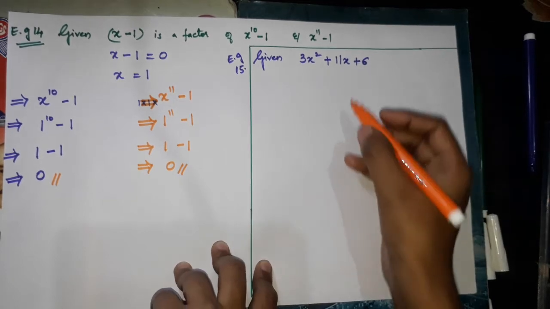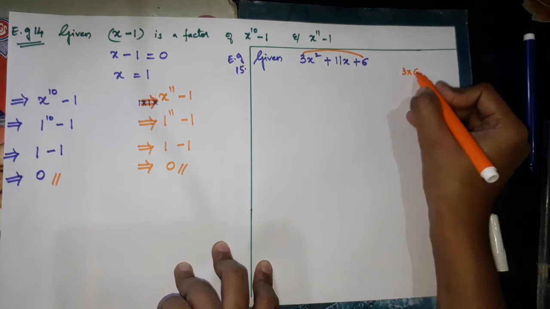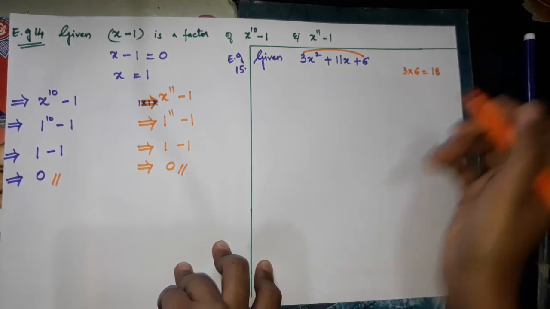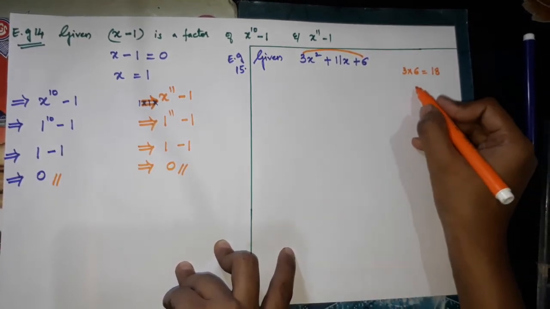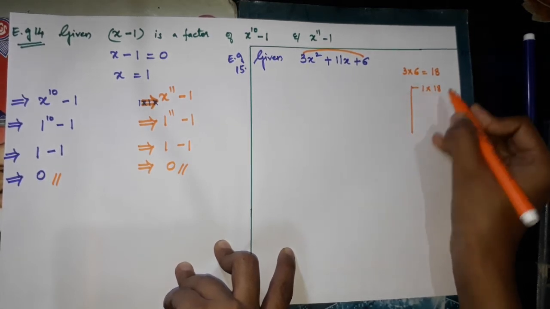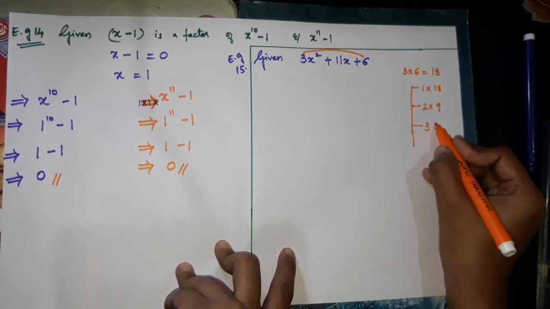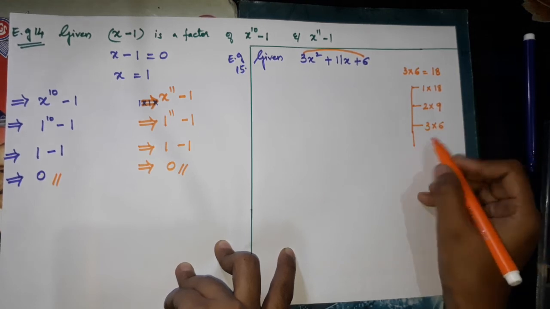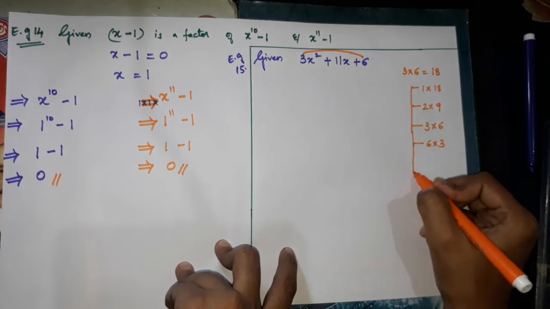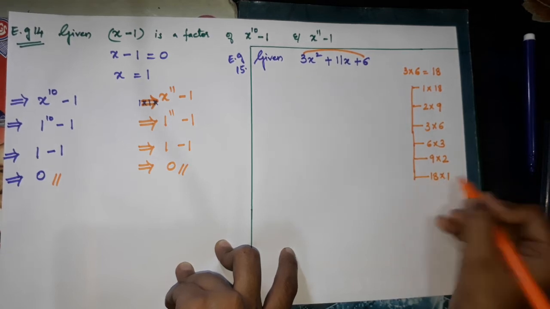Listen carefully, children. First we have to multiply 3 into 6. 3 into 6 will give you 18. 3 sixes are 18. Now find the factors of 18. 1 18 is 18. 2 9s is 18. 3 6 is 18. In 4 table it will not go, right? Again 6 3s will be 18. 9 2s will be 18. 18 ones will be 18.